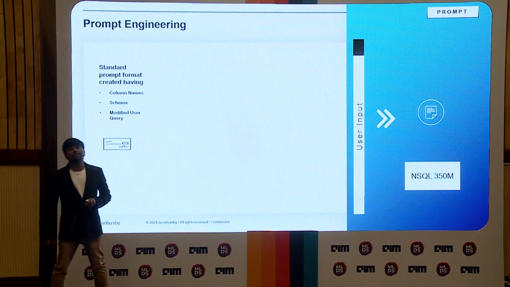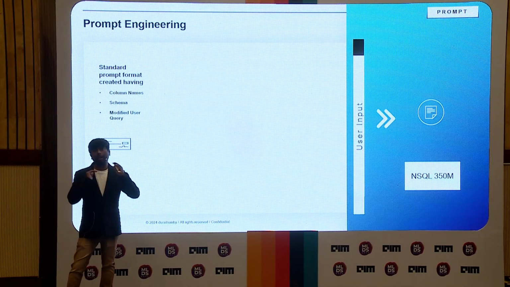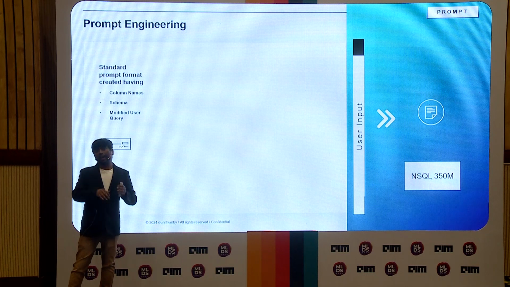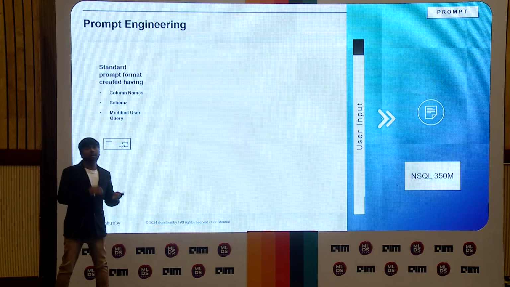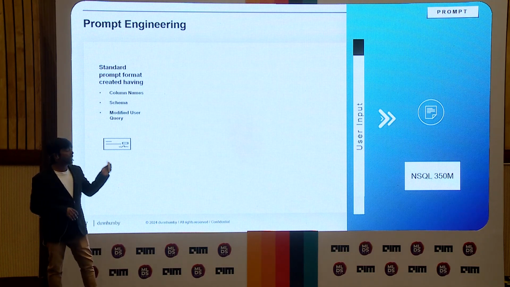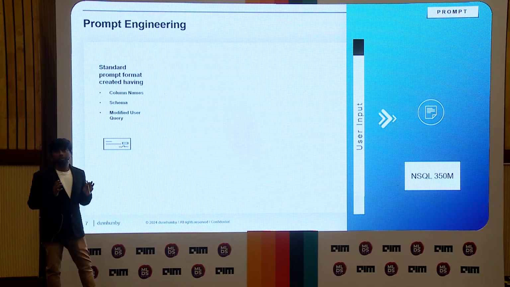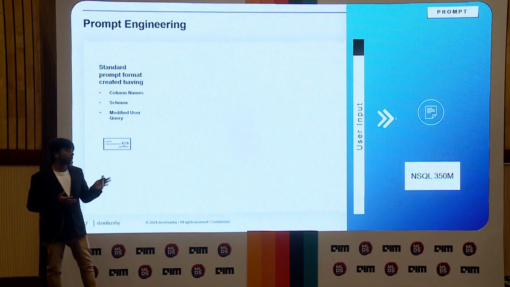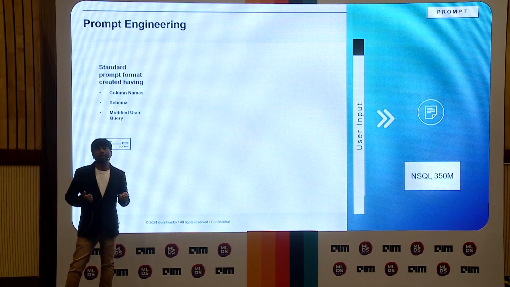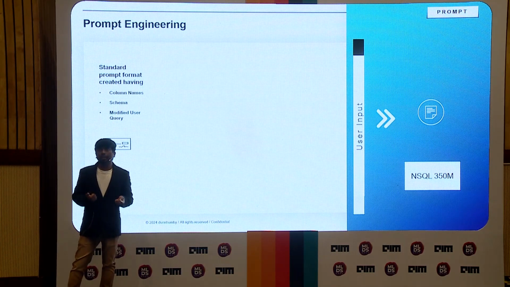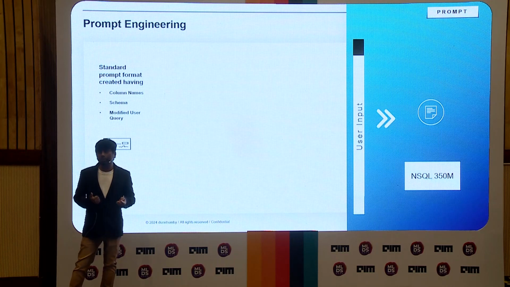What was the structure of this prompt? First, we have the column names. Then we have some set of instructions, the schema, and then we have the user query. At this step, we have the basic structure of the prompt. We can pass this prompt to NSQL and get the SQL query. But will it be accurate? It will be in some cases, but there are some further improvements needed.